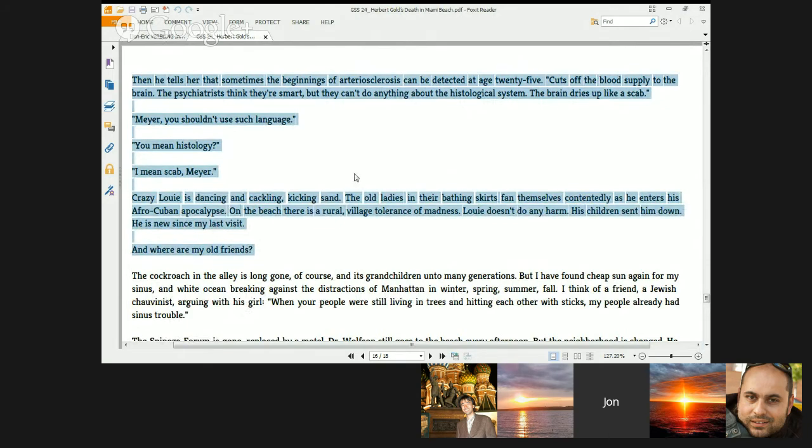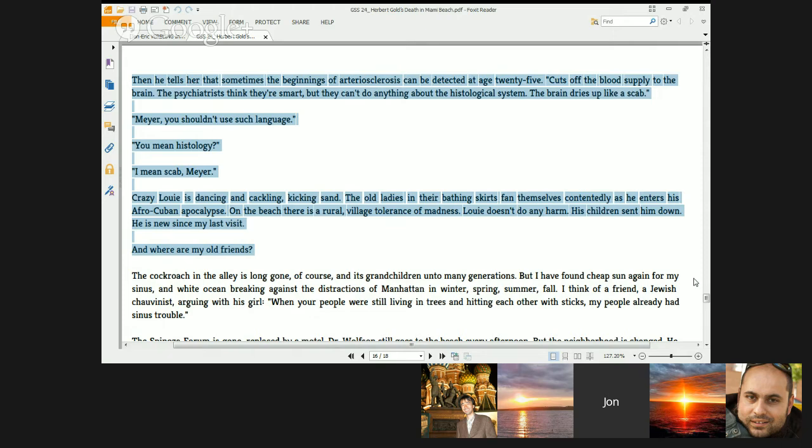Okay, why not? Then he tells her that sometimes the beginnings of arteriosclerosis can be detected at age 25. It's something dangerous, yeah? Cuts off the blood supply to the brain. The psychiatrists think they are smart, but they can't do anything about the histological system. The brain dries up like a scab.